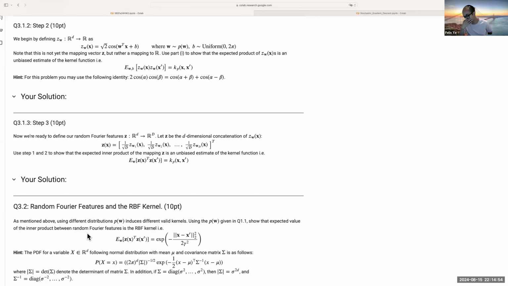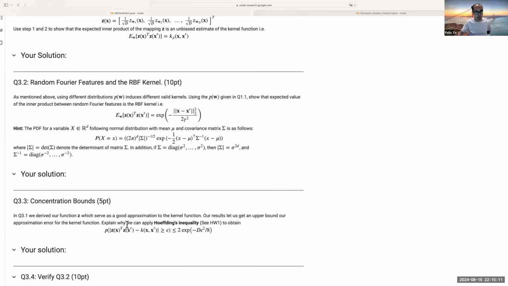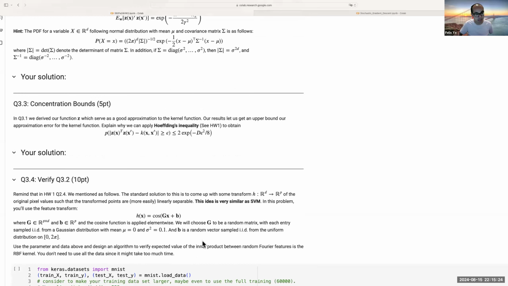So we don't actually need to work on the kernel tricks explicitly. Random Fourier features can help us implicitly work on the kernel tricks. And this is a concentration bound, which is fairly straightforward. All we need to do is plug in Hoeffding's inequality, and you should be able to get this very explicitly.